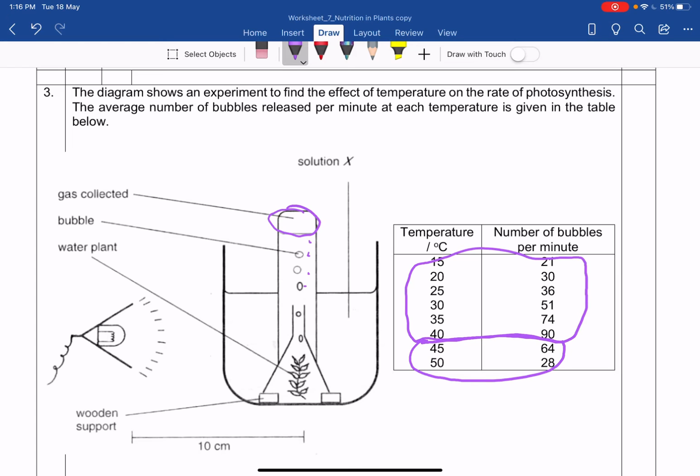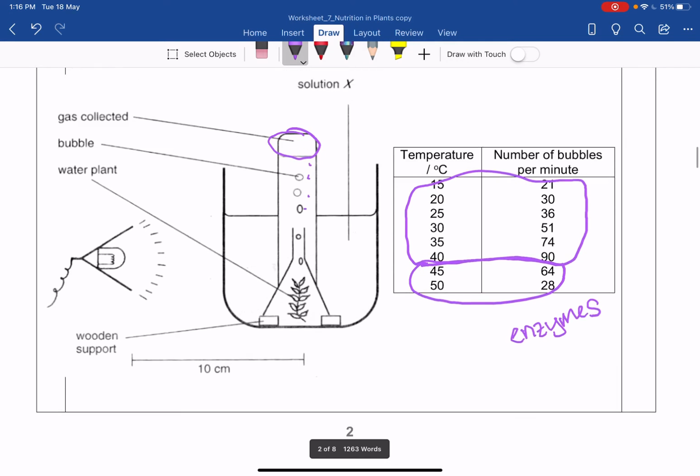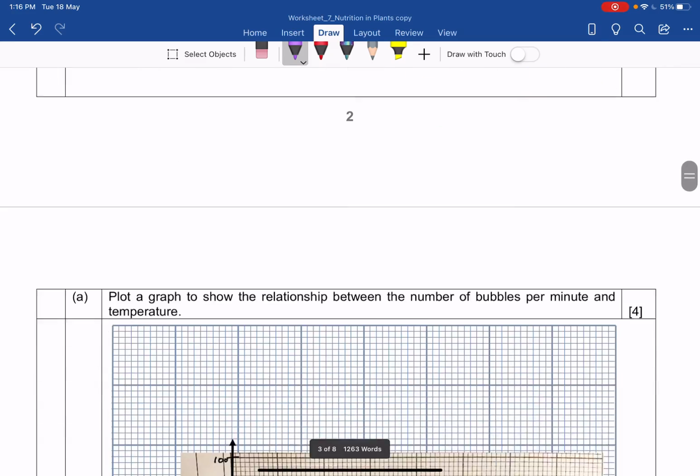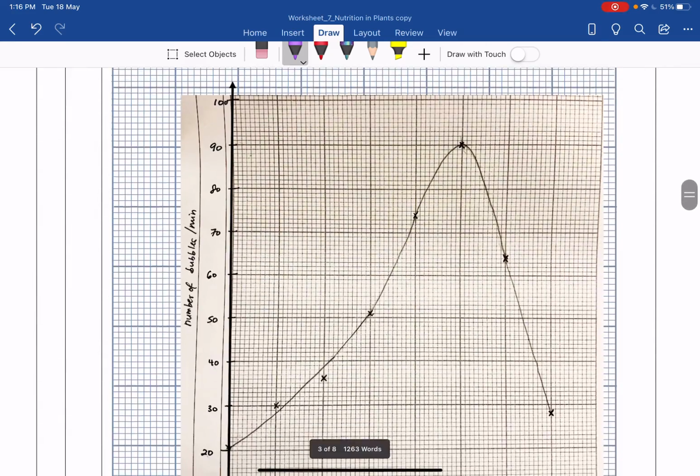Now, this reminds you of enzymes, I hope, okay? Because photosynthesis is an enzyme-controlled reaction, and we have learned how enzymes work, and I hope that you can see the trend follows the trend of the rate of enzyme activity with temperature. So you are supposed to draw the graph.